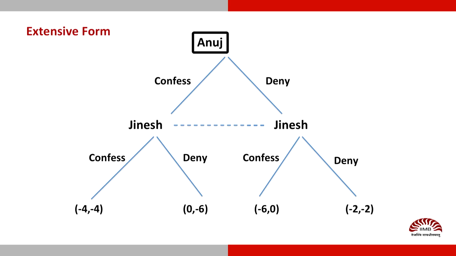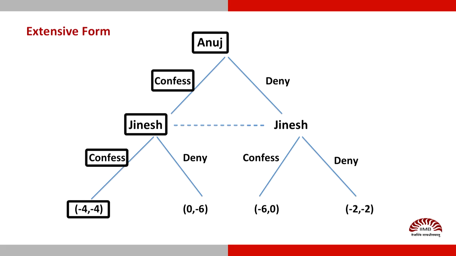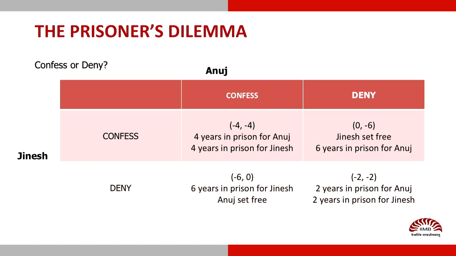So, for instance, if Anuj confesses and you are on the leftmost branch of the tree and then Jinesh also confesses, then the payoffs are -4 and -4, and that is the terminal node. That is where the game ends. Let us go back to the game in the normal or the strategic form, and we can now try and solve this game. So, what should Anuj and Jinesh do?